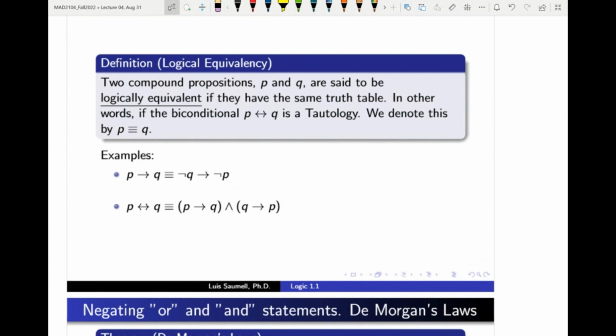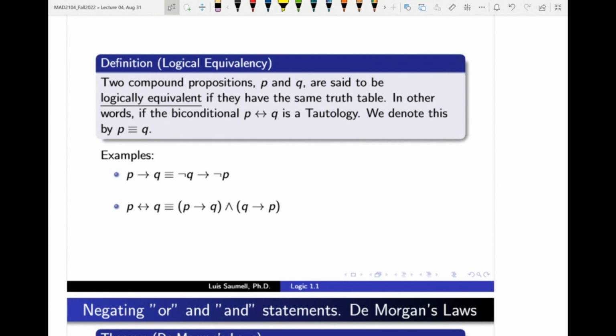Equivalently, and more practically, you can verify this in one table. You form the biconditional of P and Q, and if this is a tautology, then P and Q are logically equivalent. Because think about it: a tautology means that this is always true, right?